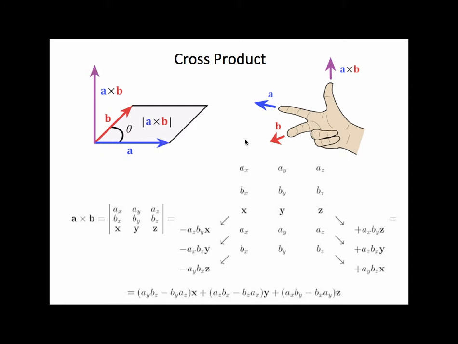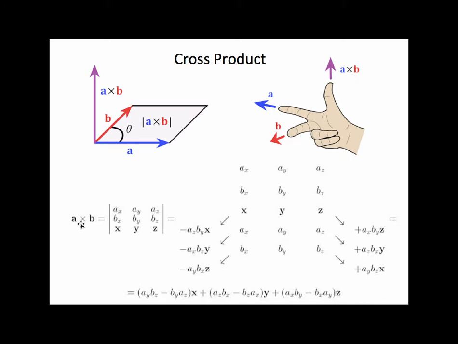And you can remember that by using your right hand, whereby A is the pointer, B is the middle finger, and the thumb is then the resultant vector, the purple A cross B vector. Mathematically, you can work out a cross product using the determinant.